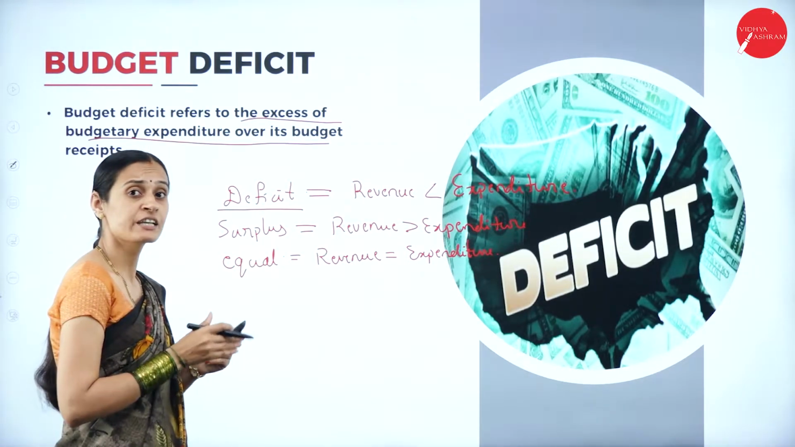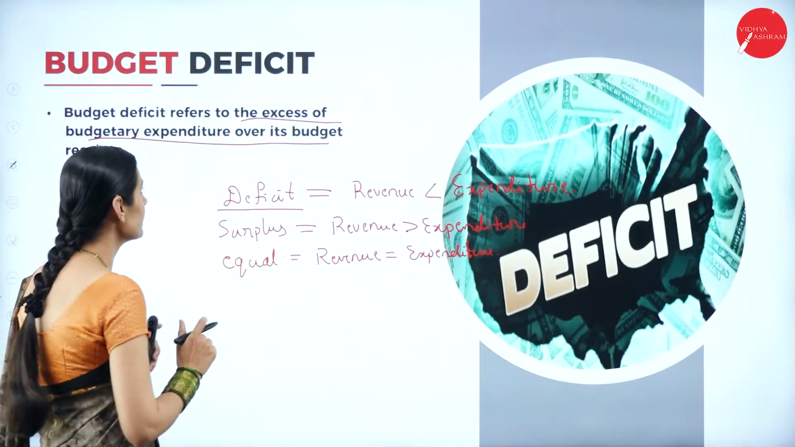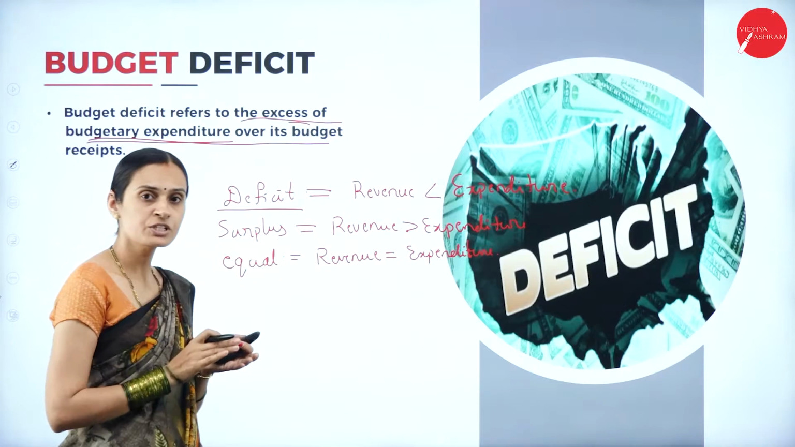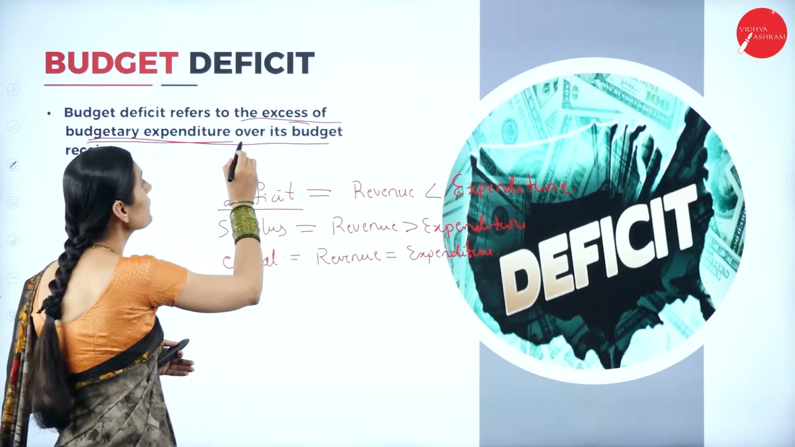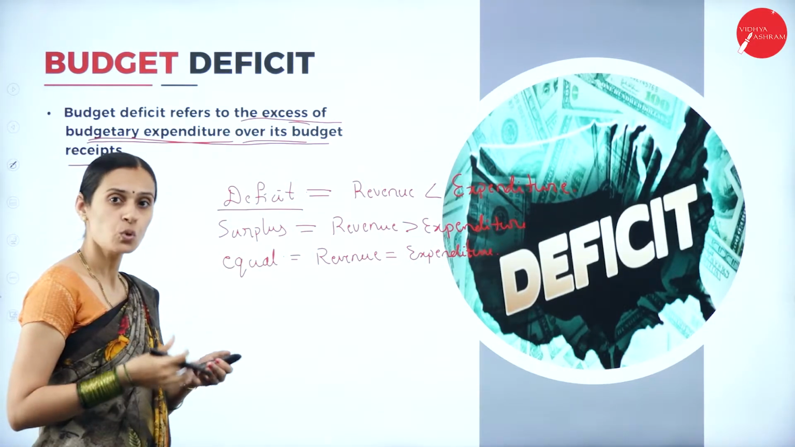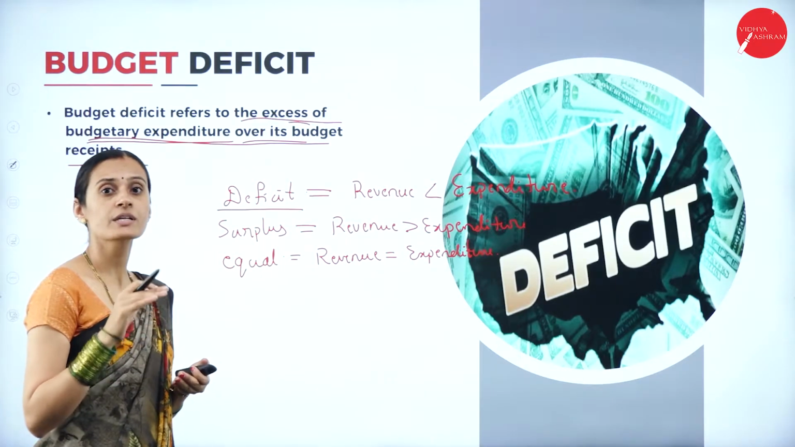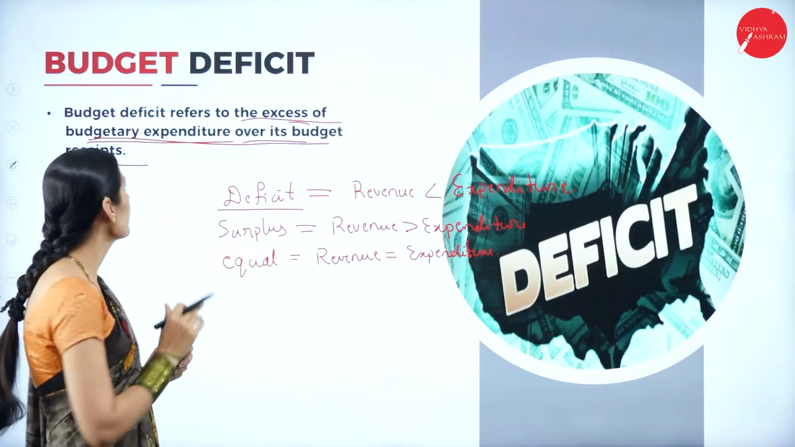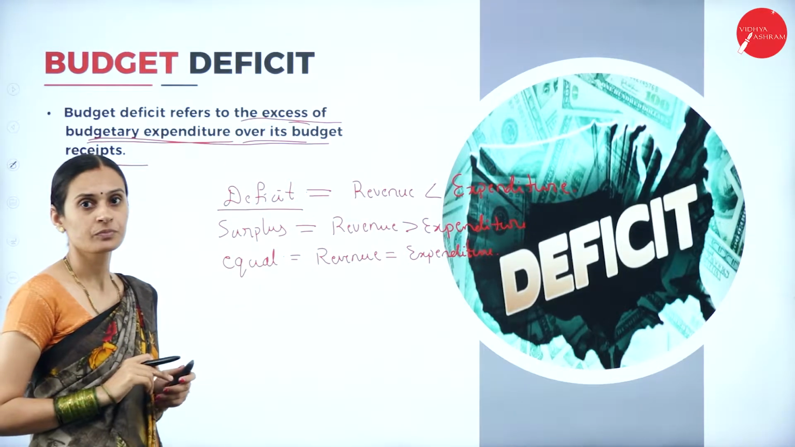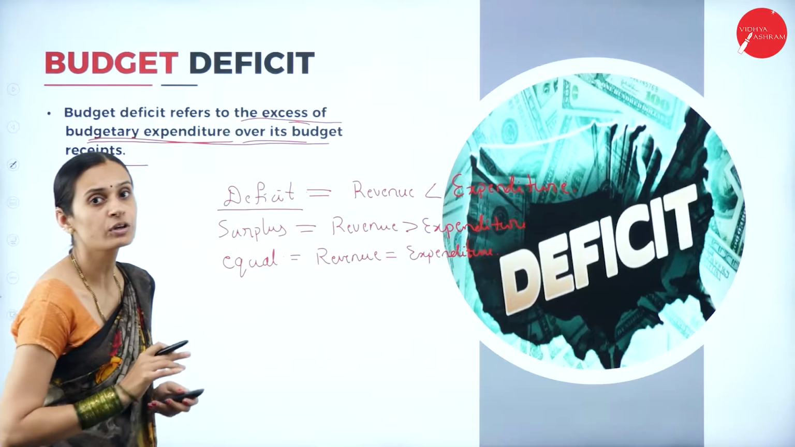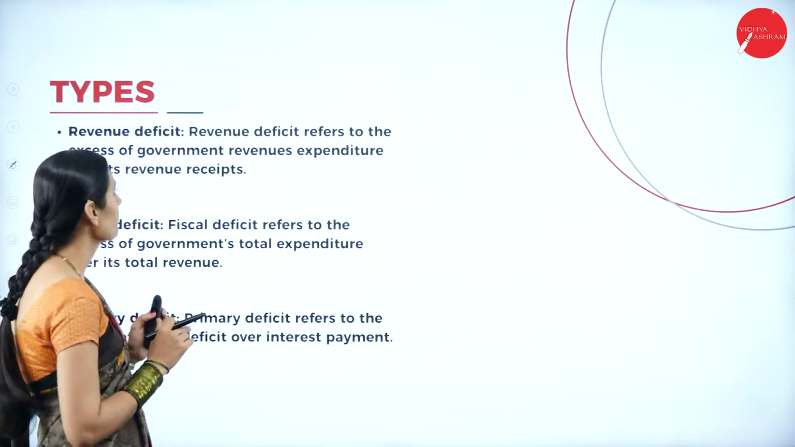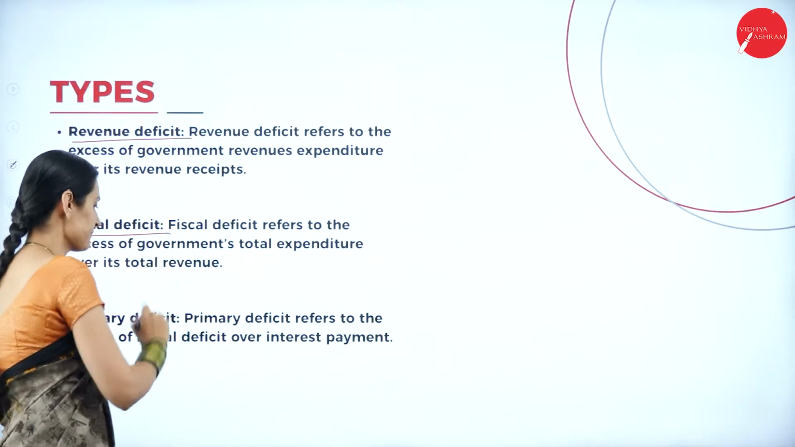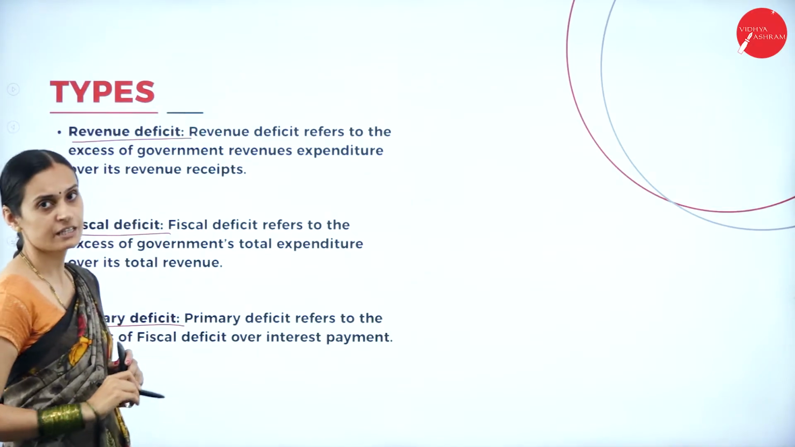So budget deficit means the excess of budgetary expenditure over its budget receipts. What we have as receipts is lesser than expenditure, and that position is called budget deficit. There are three important types of budget deficits: one is revenue deficit, another is fiscal deficit, and the third is primary deficit.